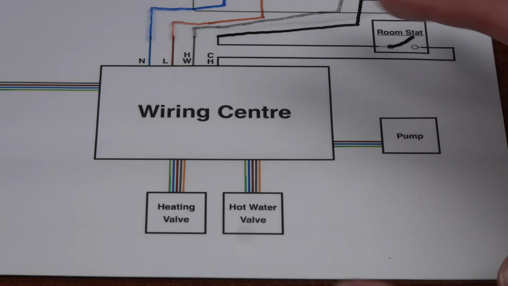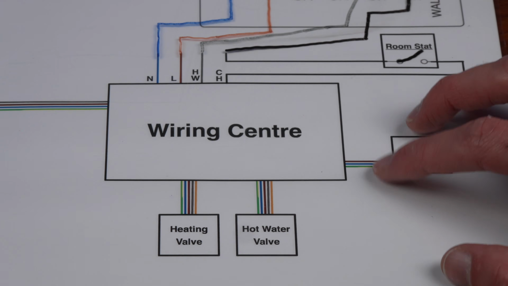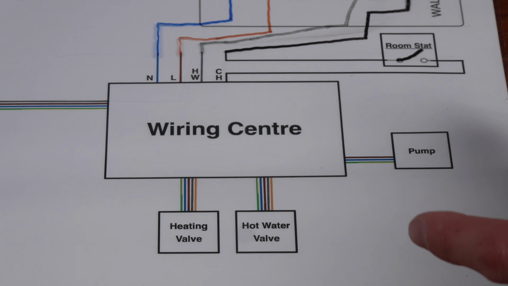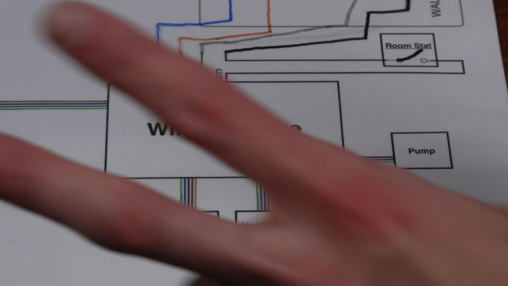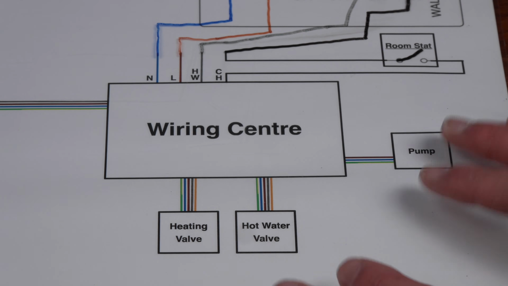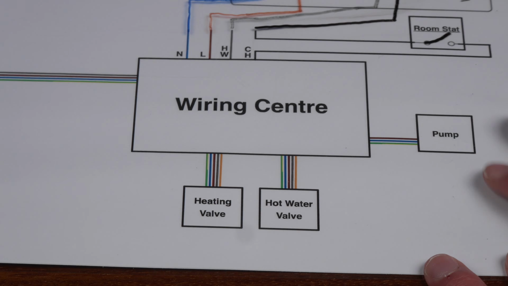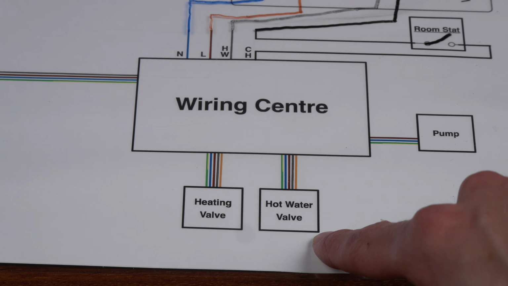Now, I know I said I wasn't going to go into too much detail about what happens inside this wiring centre, but I'm going to try and give a very quick explanation about roughly how this works, just so you know what you're looking at here. This diagram we have here represents what's known as an S-plan system. So what you have here is your boiler over here, and that's connected into the wiring centre, and then you have these 2 separate valves, one for heating and one for hot water.